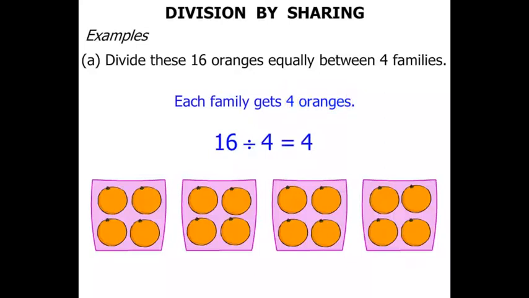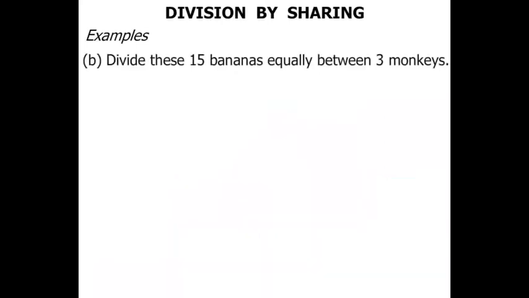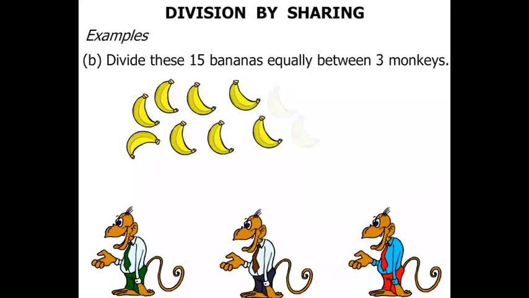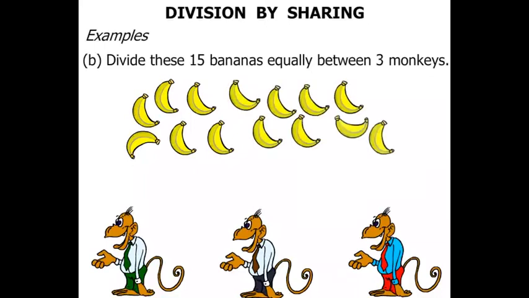Terrific. The next one, divide these 15 bananas equally between 3 monkeys. So there's our 1, 2, 3 monkeys. We've got 15 bananas. So 2, 4, 6, 8, 10, 12, 14, and one more makes 15.